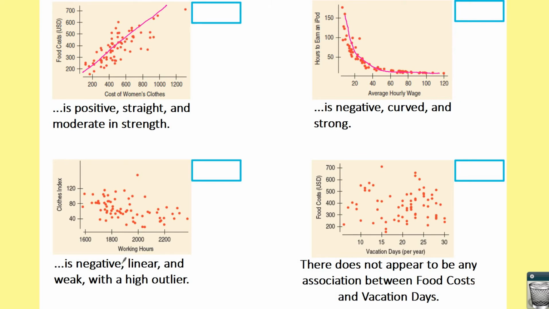Here it appears negative, slightly negative. Not a small slope, but we wouldn't really say that, just say negative is fine. Then linear, but it's very weak. It's very scattered, so weak means it's very scattered. And it does have a high outlier. If you ever notice one that's standing out, you want to mention it. Now for this one, there's nothing going on. There appears to be no association. So that's how I would describe these four.